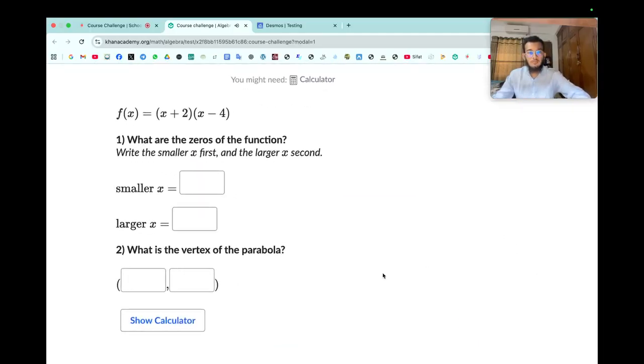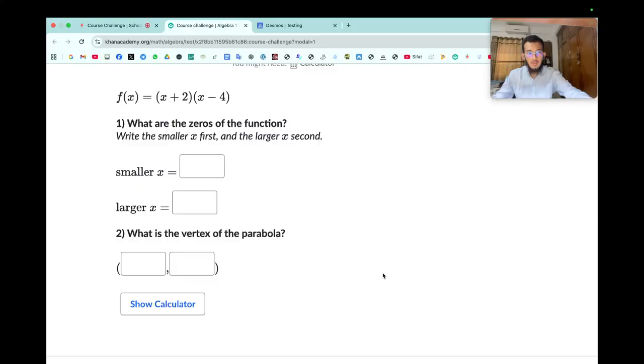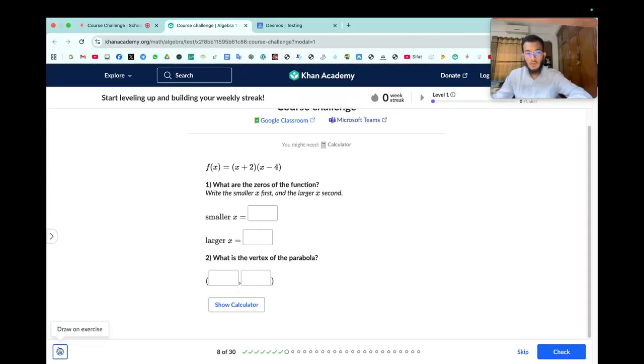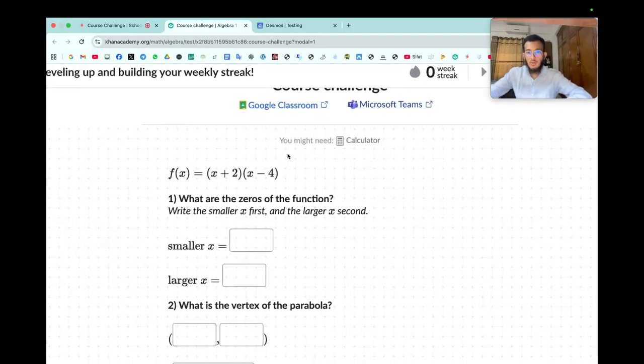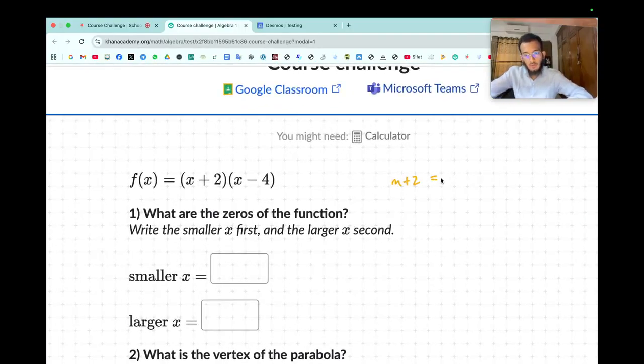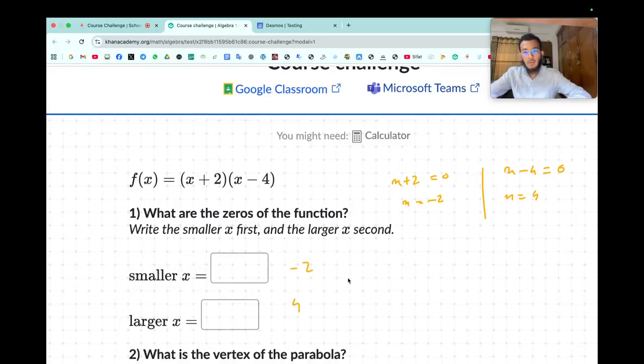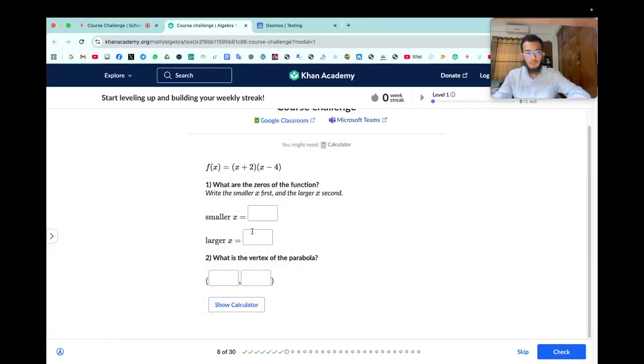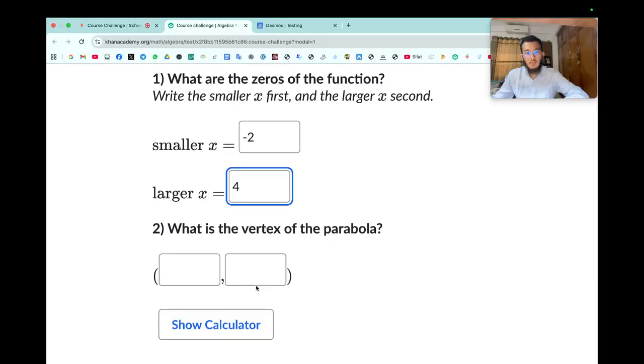Okay, f(x) equals (x plus 2) times (x minus 4). What are the zeros of the function? Write the smaller x value first. In order to find the zeros of the function, we need to put each bracket equal to 0. So x plus 2 equals 0, and x minus 4 equals 0. Basically, they're asking for the roots. So we have x equals -2 from here, and x equals 4 from here. The smaller x would be -2, and the larger x would be +4.